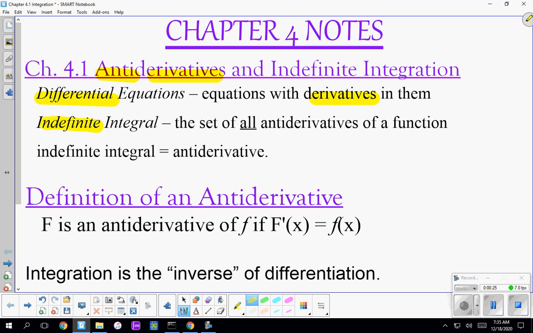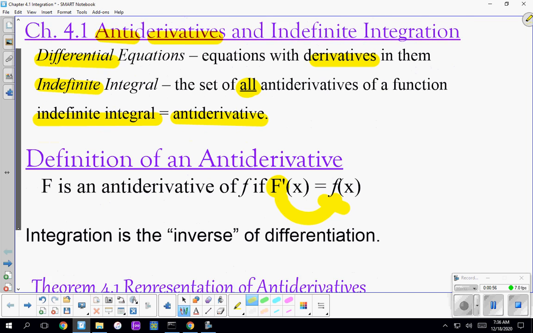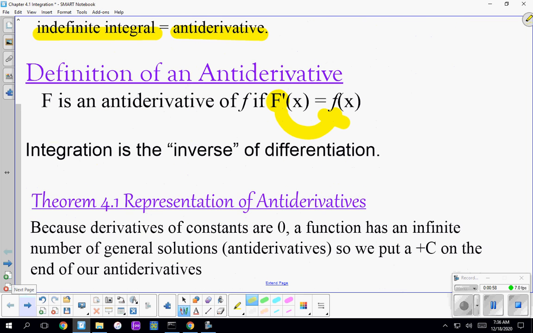An indefinite integral is the set of all of the antiderivatives. And so remember we discussed with slope fields, we have an infinite amount of them. So we're going to discuss how we write all of them. And that's because those constants have derivatives that are zero. So the words indefinite integral and antiderivative are exactly the same. And the definition, basically, once you anti-differentiate, if you can take the derivative and get back to the function they gave you, then it's the antiderivative or the integral. Again, it's the inverse of differentiation.